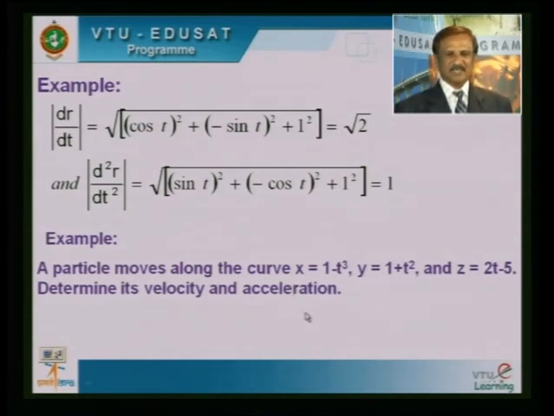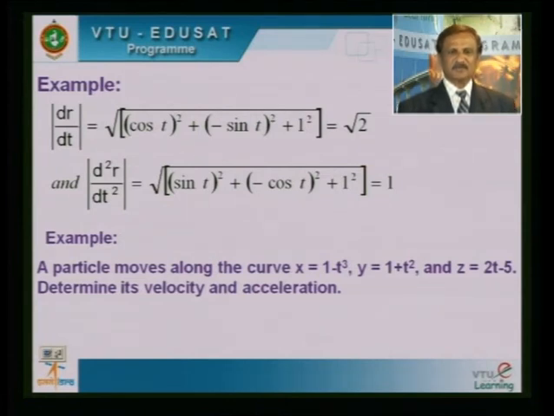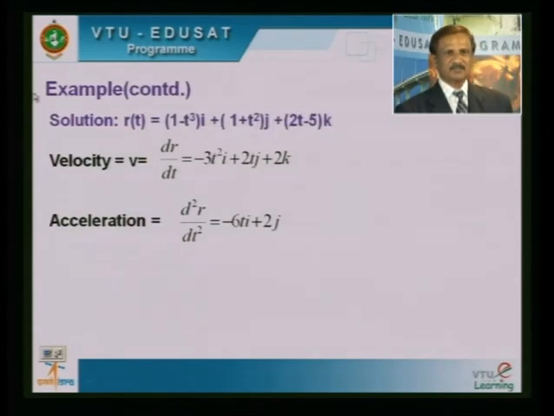Determine its velocity and acceleration. Instead of giving a vector, they may give components: x is equal to, y is equal to, z is equal to. Then you can combine all these components or coordinates, x coordinate, y coordinate, z coordinate, and write r is equal to x into i plus y into j plus z into k. Is it clear? Like that you can write r is equal to, replacing the value of x, (1 minus t cube) into i plus (1 plus t square) into j plus (2t minus 5) into k. So, you want to calculate velocity and acceleration.